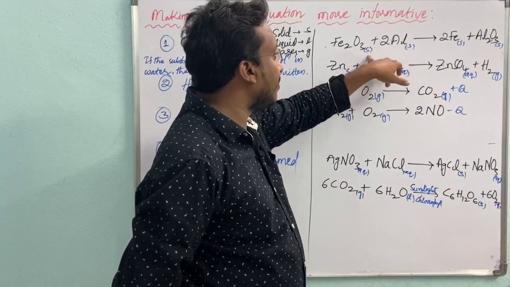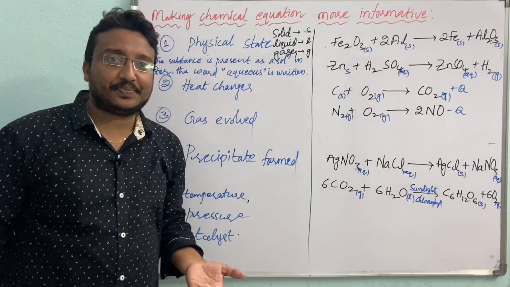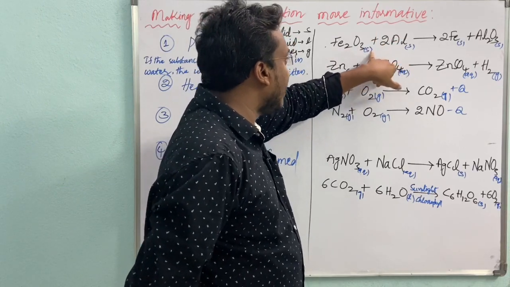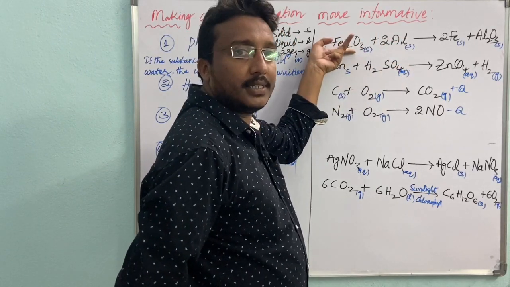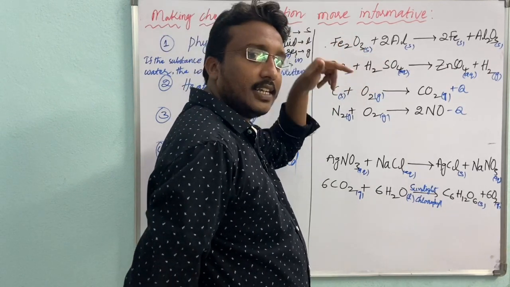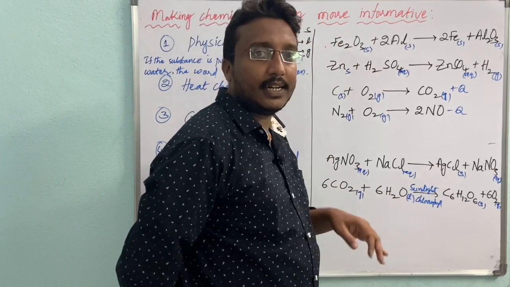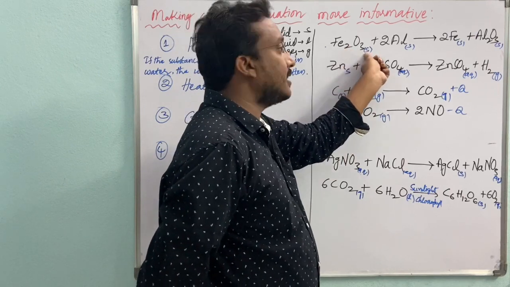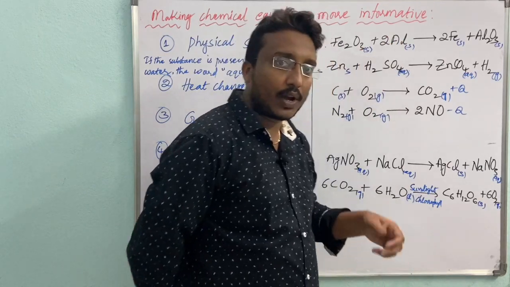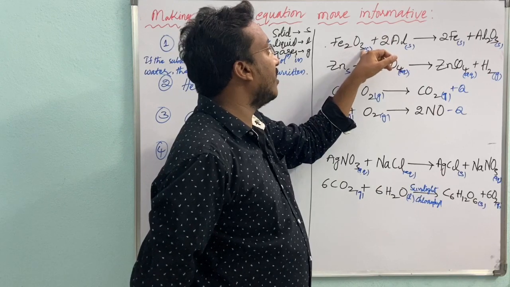Why? Because if we put the S either here or here, it may change the composition. So we have to designate the state of the substance: if it is a solid, we designate it with S; if it is a liquid, with L; if it is a gas, with G. We write it near the subscript. For Fe2O3, here 3 is the subscript.